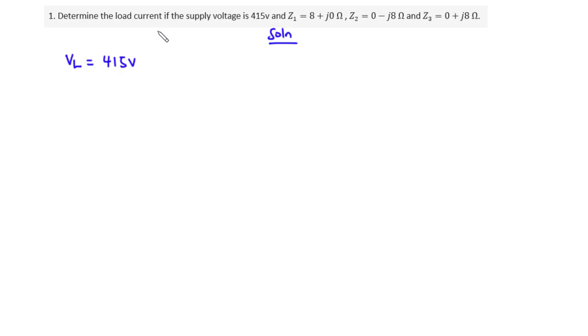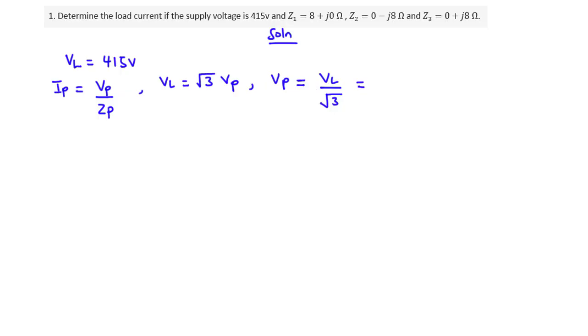Now to find the load current, we first of all need to find the current in each phase. Now the current in each phase is given by the phase voltage divided by the impedance per phase. So what this primarily means is that we first of all need to find the phase voltage. Now because this is a star configuration, we know that the line voltage is √3 times the phase voltage, and in that case the phase voltage is equal to the line voltage divided by √3.